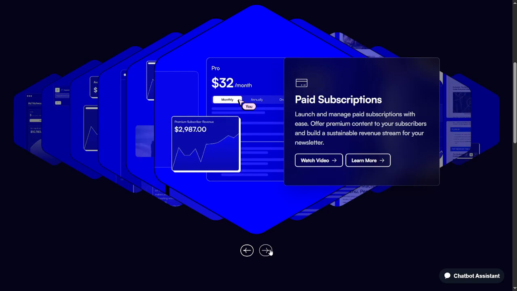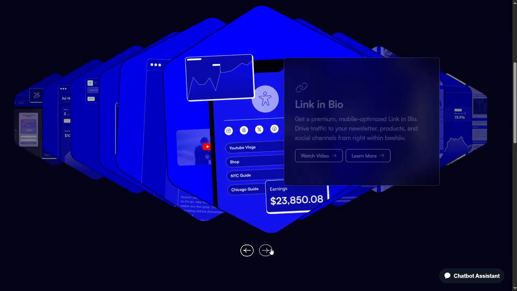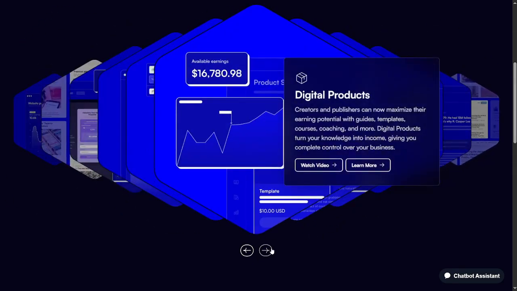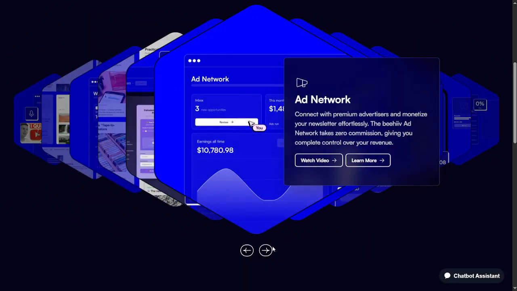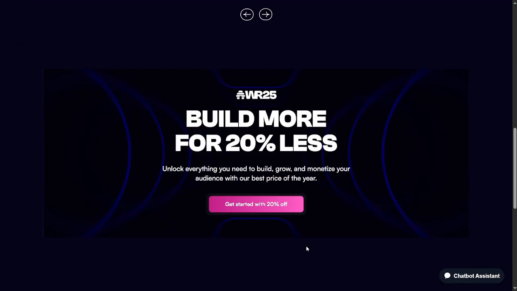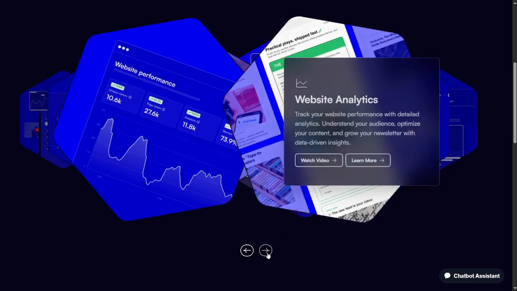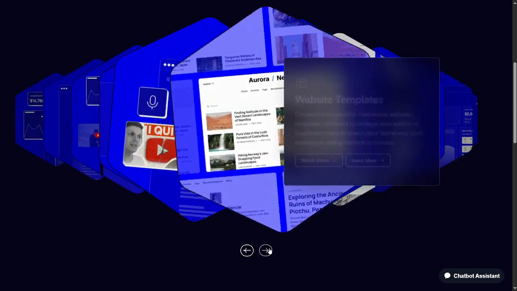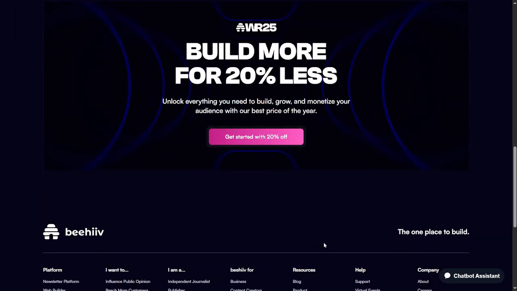One of Beehive's standout features is its built-in referral program and recommendation network. You can reward your readers for referring others. There's also a boost system where you can pay to promote your newsletter inside others and only pay per subscriber gained. When it comes to monetization, Beehive is very creator-friendly.